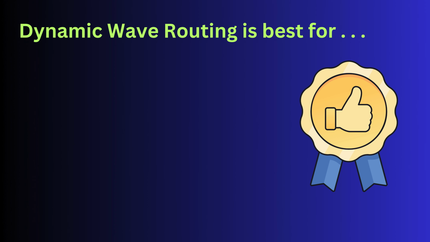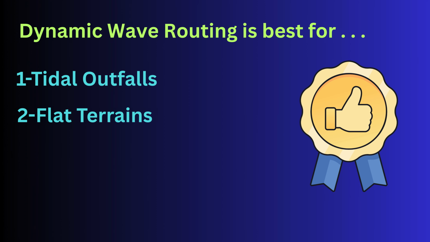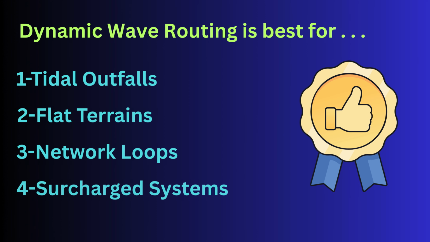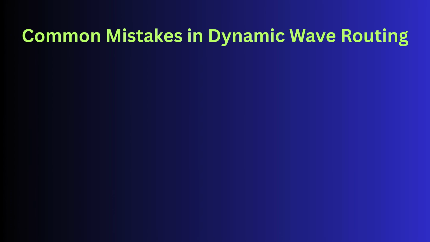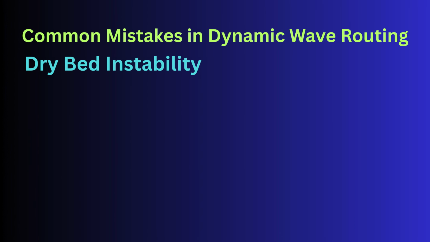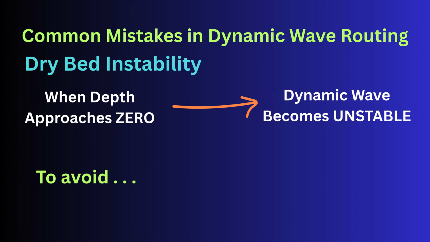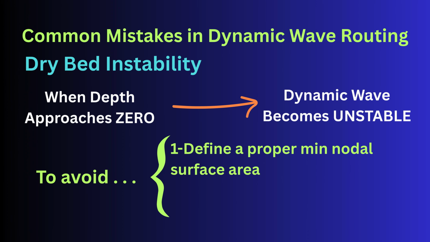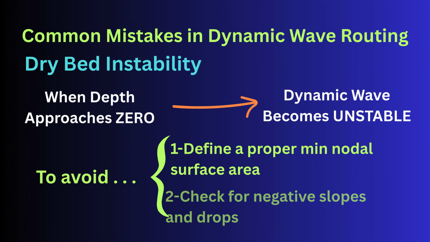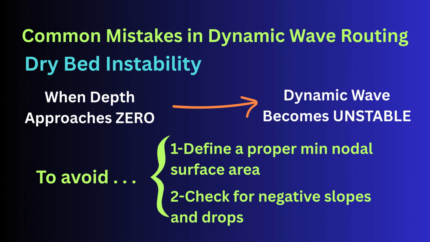The dynamic wave method is best for tidal outfalls, flat terrains, network loops, and surcharge systems. One of the common mistakes in this method is dry bed instability. Dynamic wave equations become unstable as water depth approaches zero. To avoid this, ensure you define a proper minimum nodal surface area and check for negative slopes or drops in the system.